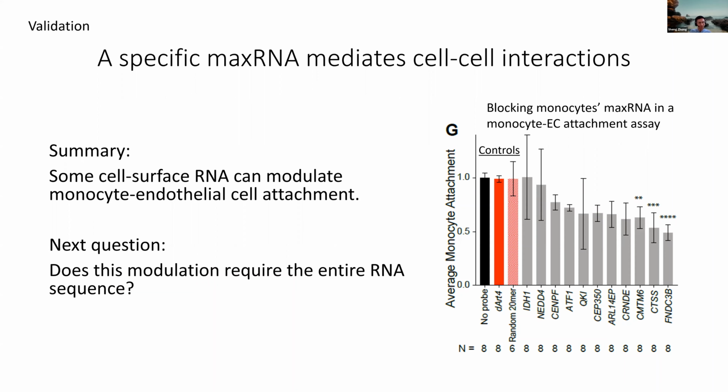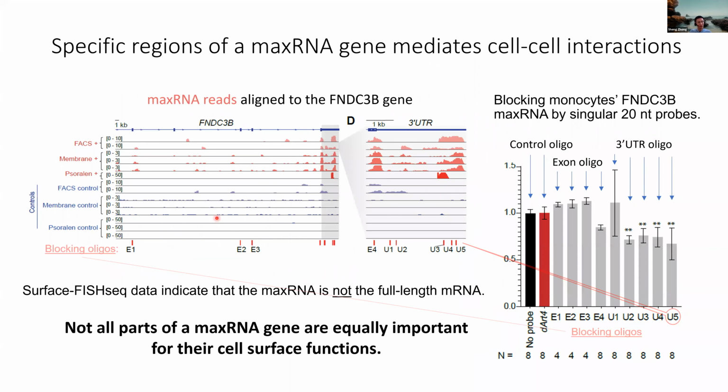So if I were to reinvestigate this MNDC3B gene, here is this gene on the genome. Here are the exons and introns. The red tracks shown here are our IS-FISH sequencing data, and you see reads are aligned to different parts of the gene. There are a lot of reads aligned to the 3' UTR of this gene.